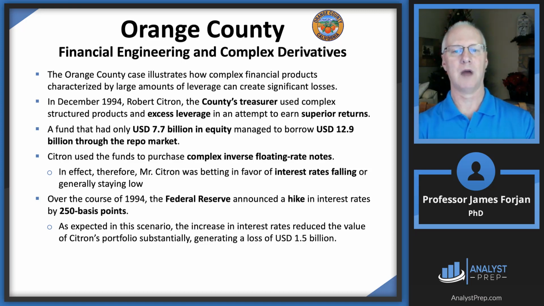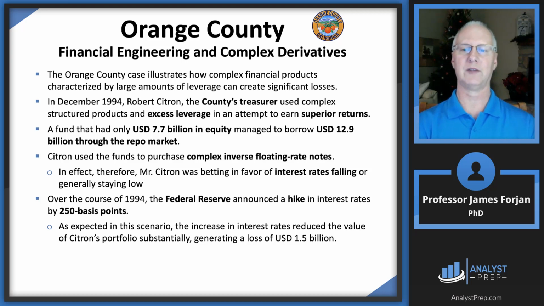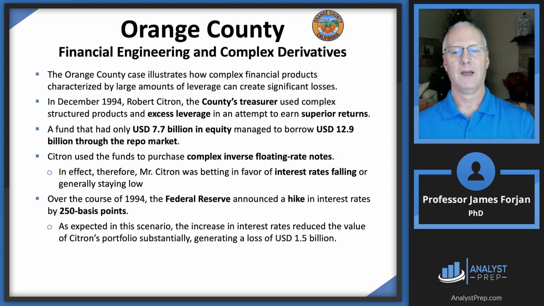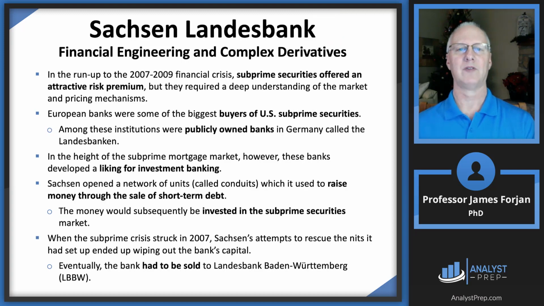Now, Robert was betting that interest rates would fall, but he would also be relatively profitable if interest rates stayed low. Now, of course, what happened in 1994? The Fed announced a hike in interest rates, 250 basis points. Oh my gosh, this resulted in a loss of $1.5 billion. This was at the time the biggest loss in a municipality, and it might be even today, but Jackson County, Mississippi may have surpassed that.